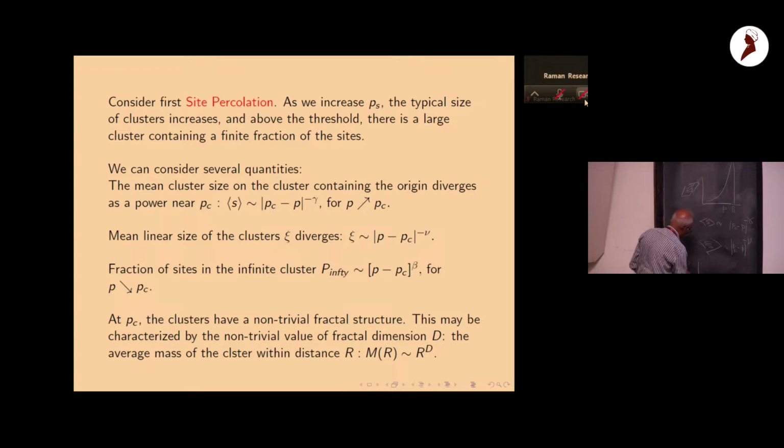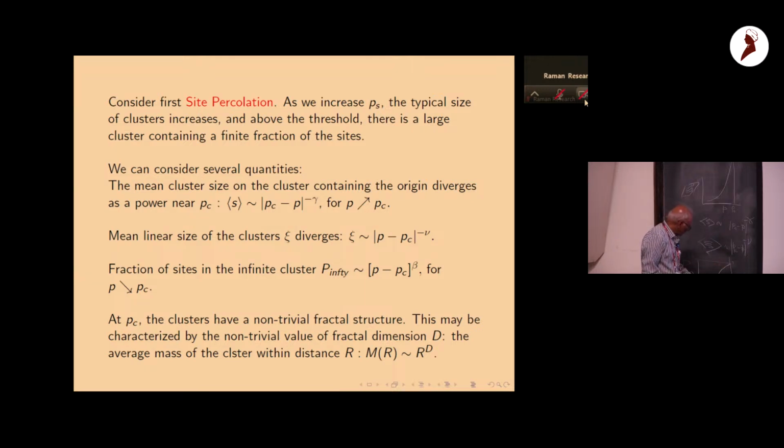P infinity is the probability that the origin belongs to an infinite cluster, as a function of P, and it does this. At P equal to 1, this probability becomes 1. Below PC, it is 0. And above PC, it's a monotonically increasing function. Okay, this much is easy to see.